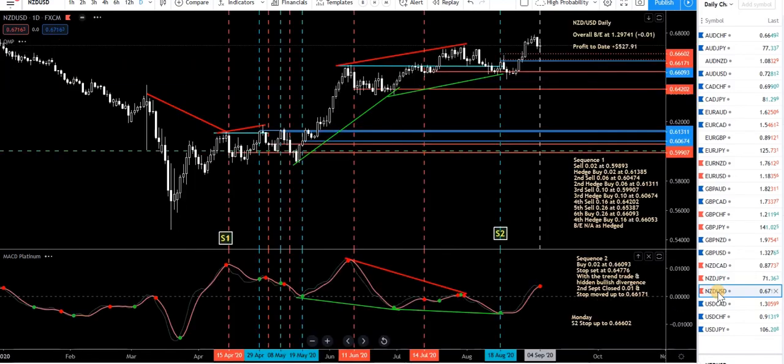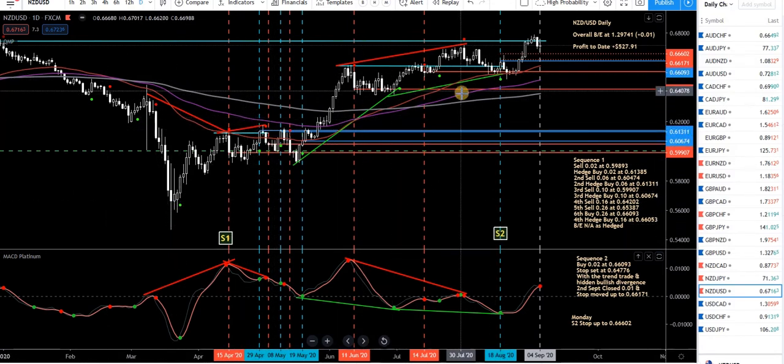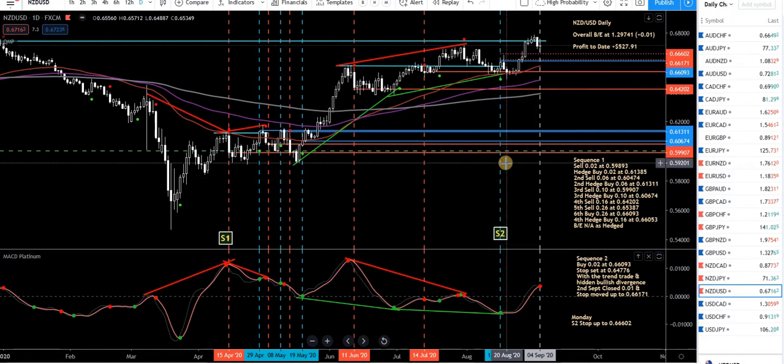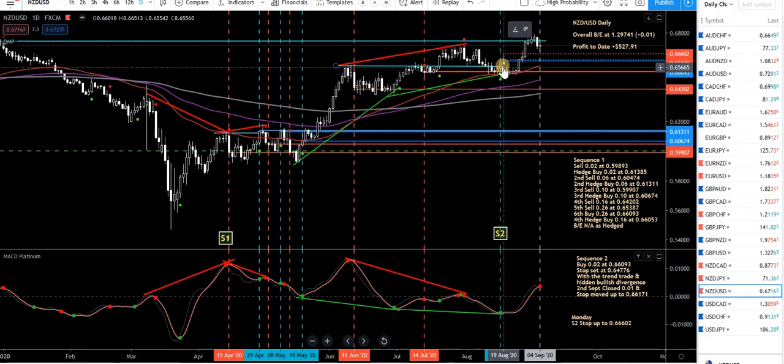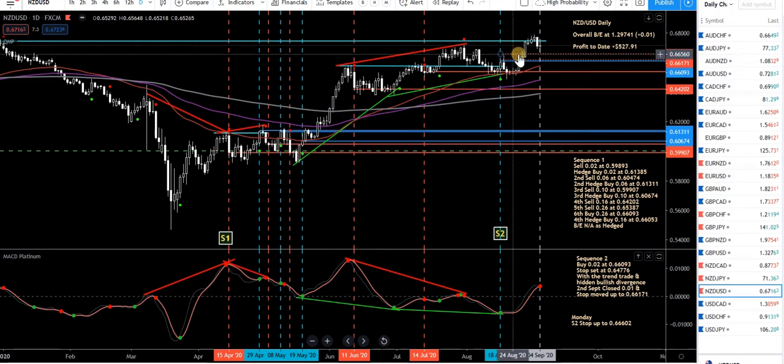New Zealand USD. Monday, sequence 2, which is this buy here. This sequence 1's an old sequence I've got to try and get out of. And sequence 2 is a buy here. I'm going to move my stop up. That's all I'm doing on Monday. Moving my stop up to this level here, just below this candle here.